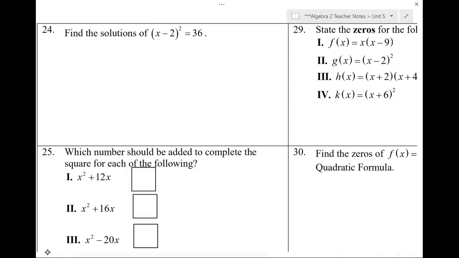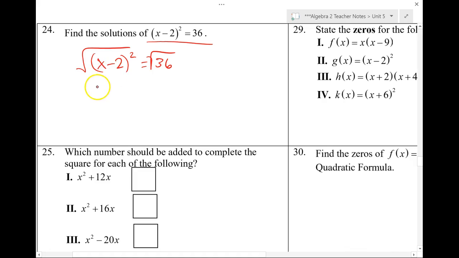Okay, now part 3. This one, we're still working on quadratics. This one is finding solutions of this quadratic. Now, this is already kind of broken down into, I'd say, the third step for solving by square roots. So if you have this situation, the next step would be to simply square both sides. So let's square both sides here. Or take the square root of both sides, not square both sides.